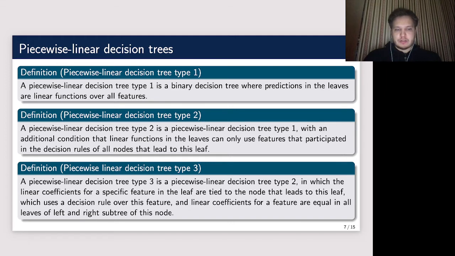A piecewise linear decision tree type 3 is a piecewise linear decision tree type 2 in which the linear coefficients for a specific feature in the leaf are tied to the node that leads to this leaf, which uses a decision rule over this feature, and linear coefficients for a feature are equal in all leaves of left and right subtree of this node.